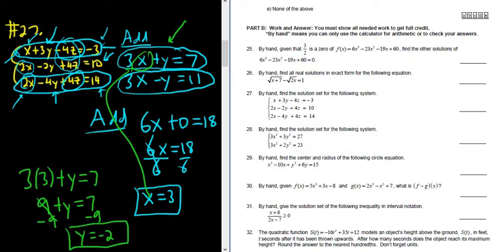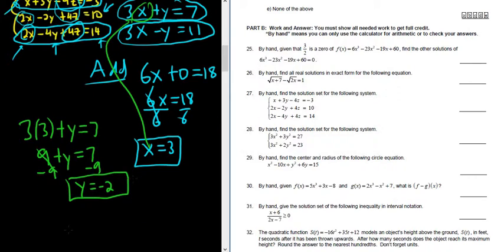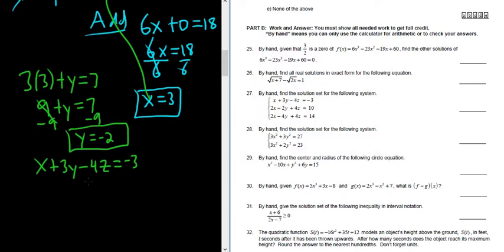Good stuff. All right, we have x, we have y, we just need z. Maybe let's plug them into the first equation. So the first equation, I'll write it again, was x plus 3y minus 4z equals negative 3. So now what we'll do is plug in x and y in here and look for z. So x is 3, y is negative 2, and then we don't know what z is. And this is all equal to negative 3.